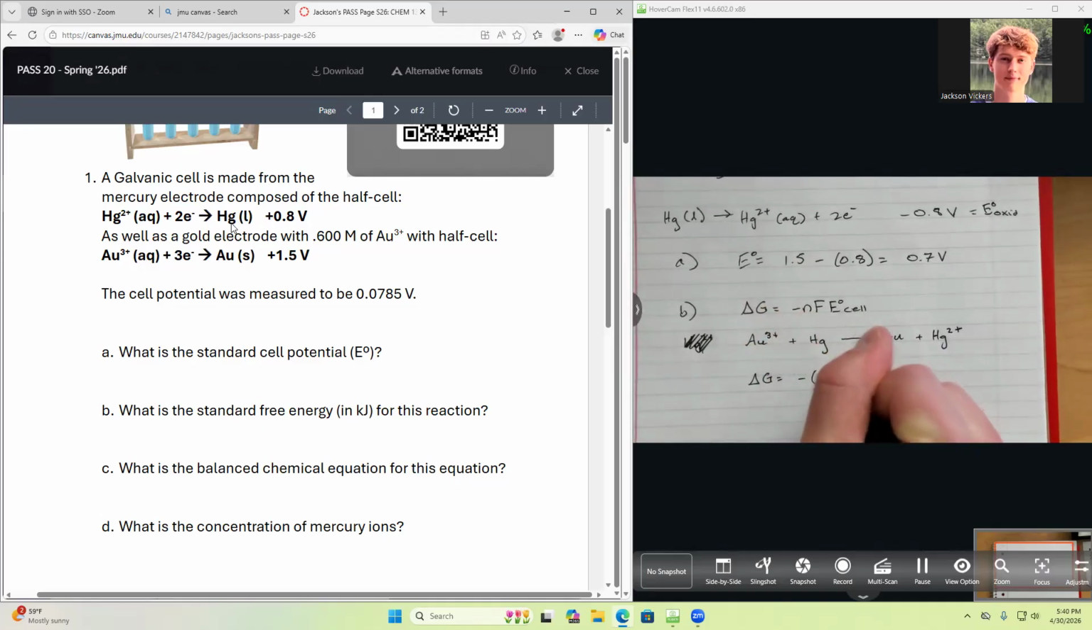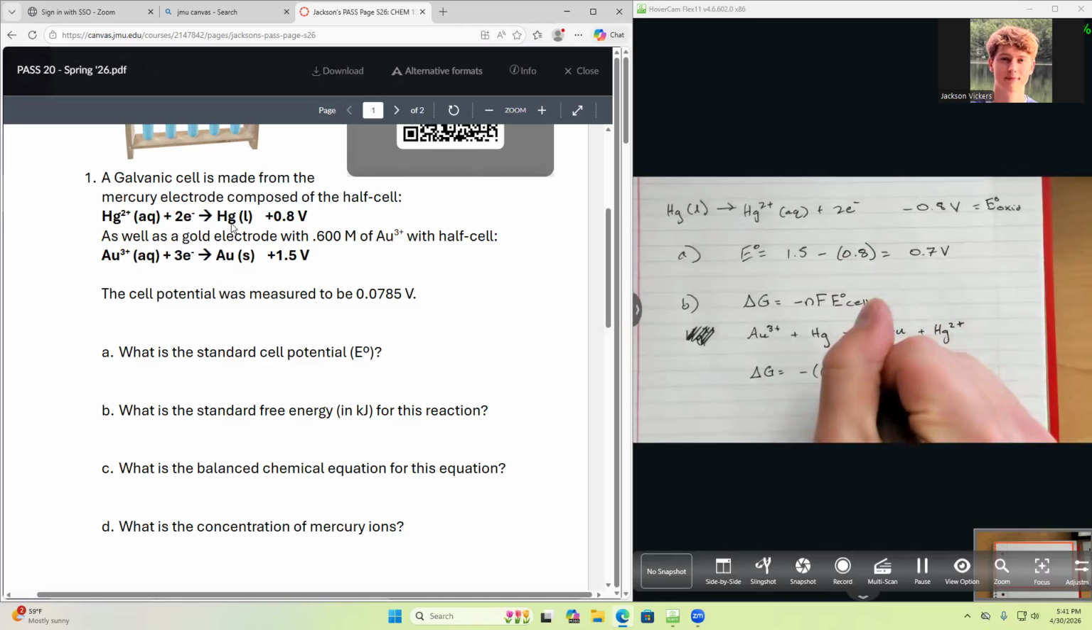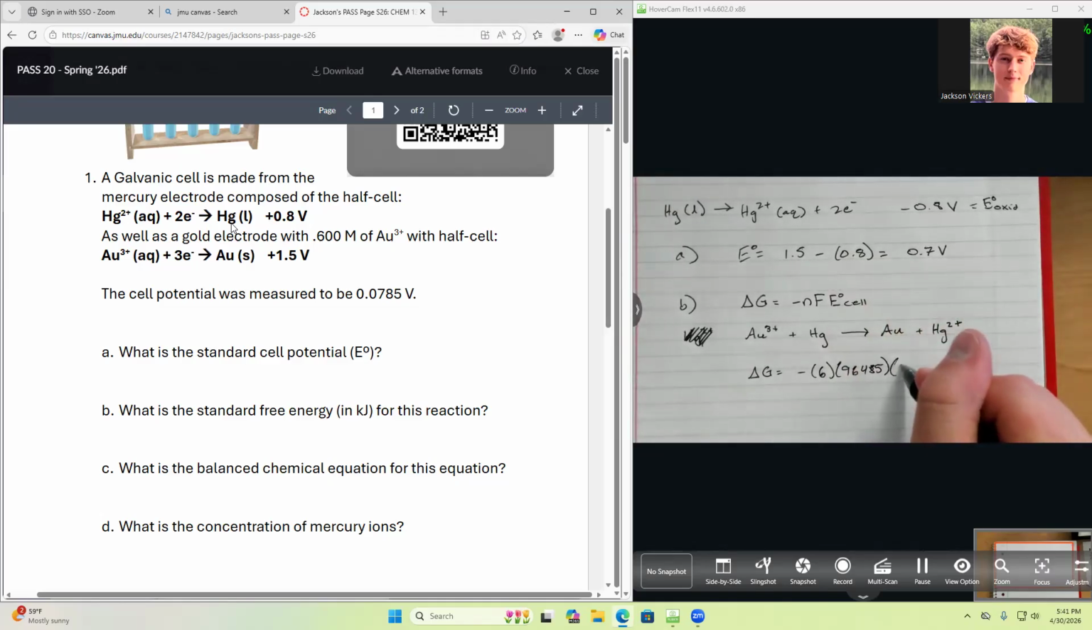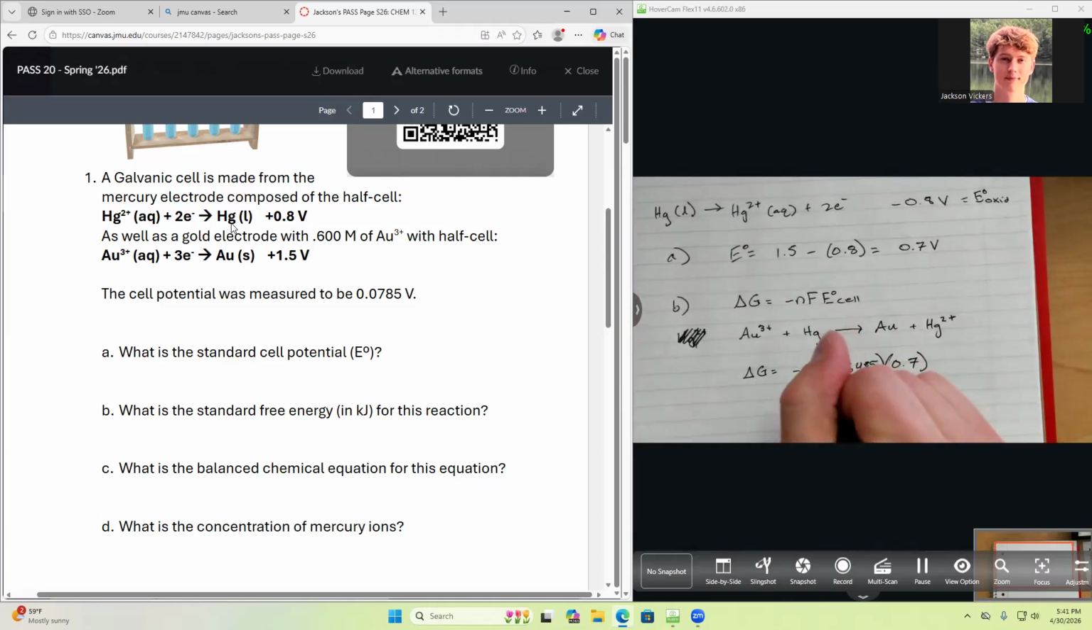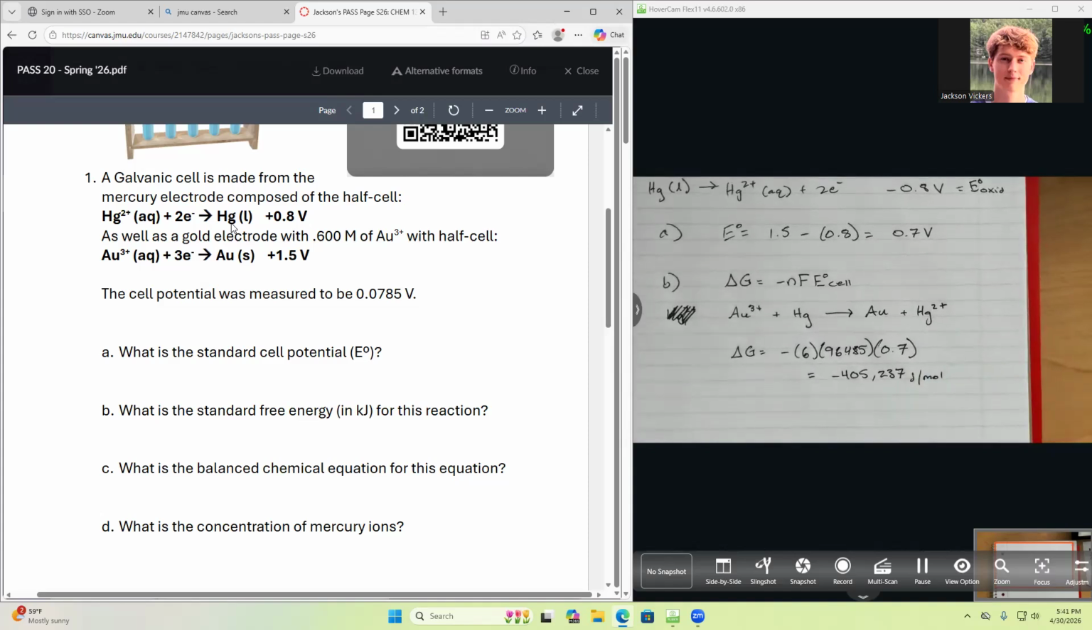Do we all feel good about that? Cool. All right. And then if we're using the units of kilojoules, well, let's do joules first, and then we'll convert it later. Faraday's constant is 96,485. And then we said the E cell is 0.7. So when we put this in our calculator, it's going to end up being negative 405,237 joules per mole.